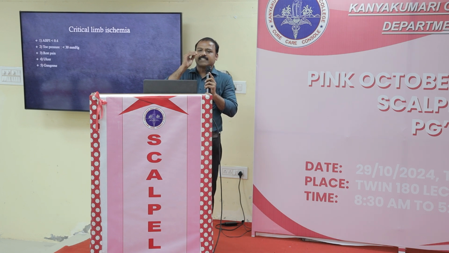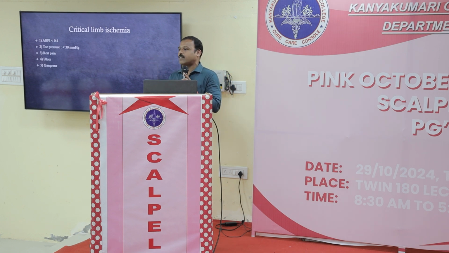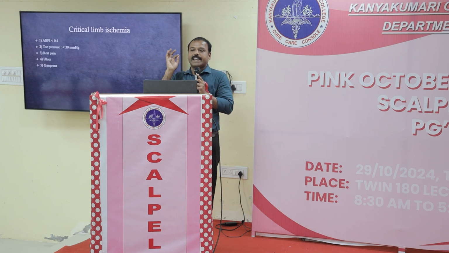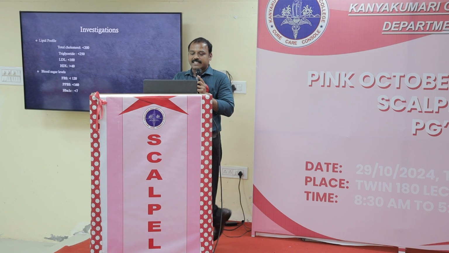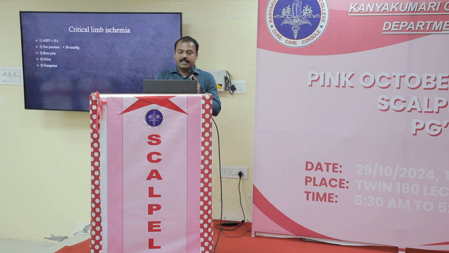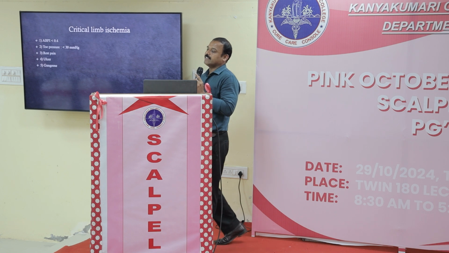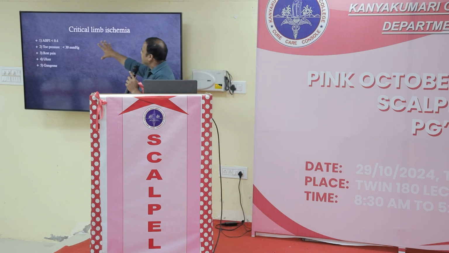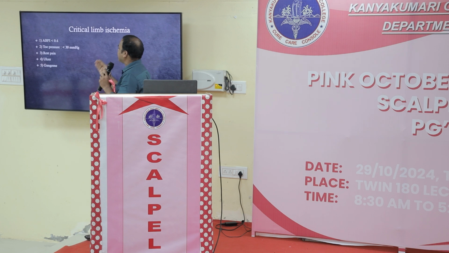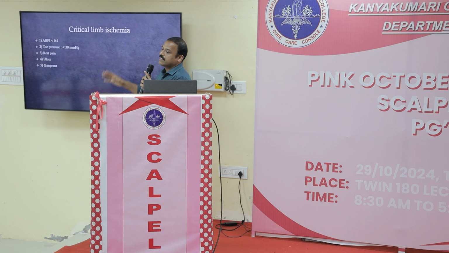The recent Bailey says critical limb-threatening ischemia, CLTI. That's what the new Bailey says. Previously we called it CLI, now they add T also. ABPI less than 0.4, toe pressure less than 30, and rest pain, ulcer, gangrene. If ABPI is less than 0.4 and toe pressure less than 30, when there is rest pain or a non-healing ulcer and gangrene, this is called critical limb ischemia.